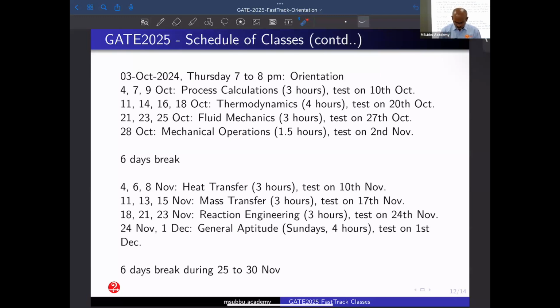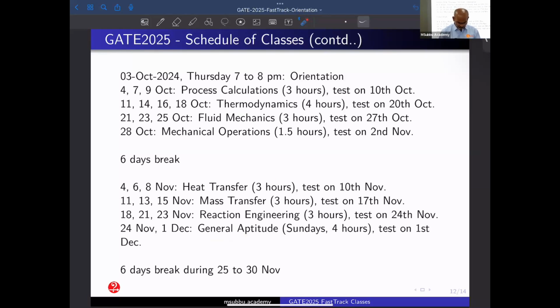Then for some subjects, like mechanical operation, we are giving only less time. We try to finish it in a day itself, and heat transfer in 3 sessions. Everything is 3 hours, meaning 3 sessions. Every day we are going to have only 1 hour. So that is the plan: heat transfer, mass transfer, CRE. After that, light content like general aptitude.